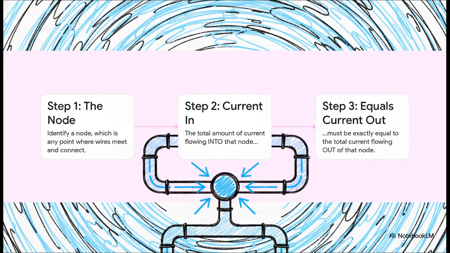And the last law for today is Kirchhoff's current law, KCL. This one is all about those nodes we talked about, the connection points, and it's super simple. Whatever amount of current flows into a node has to be the exact same amount that flows out. Nothing just disappears. Think of it like water pipes again. The water that flows in has to flow out.